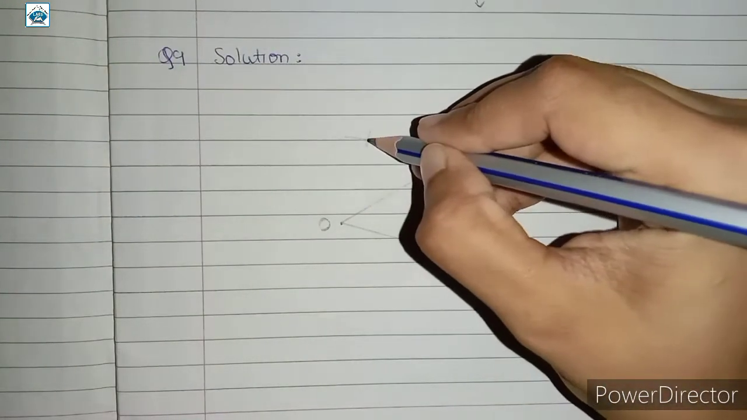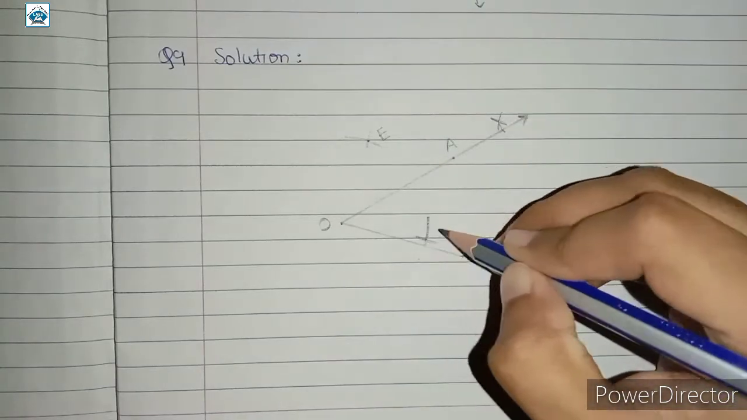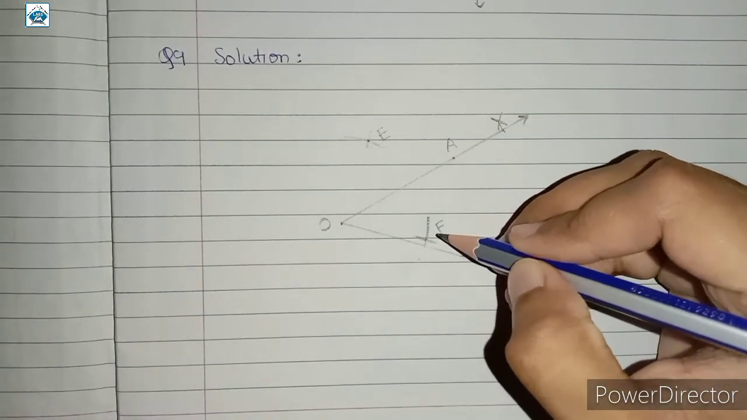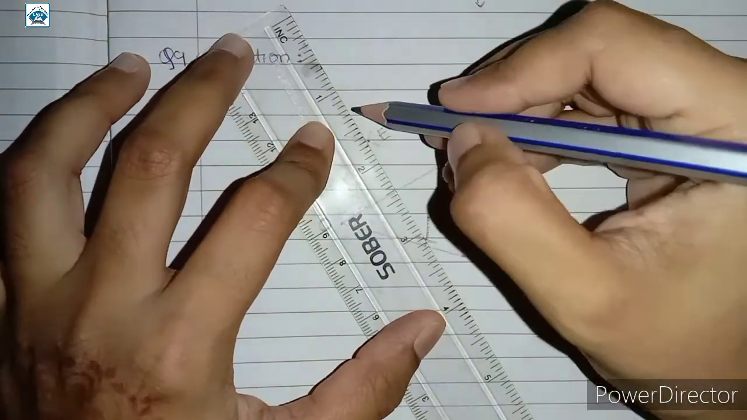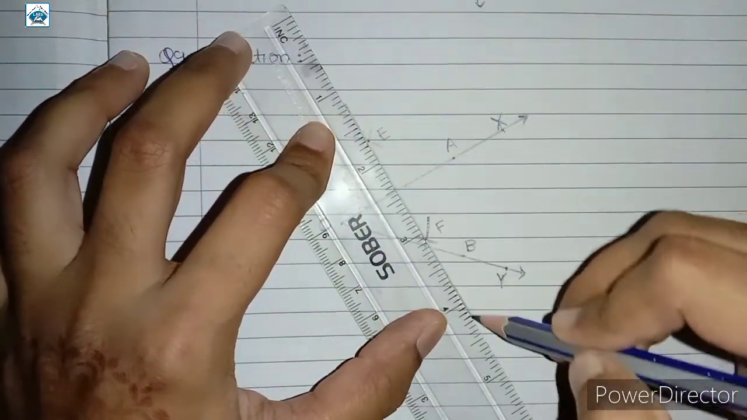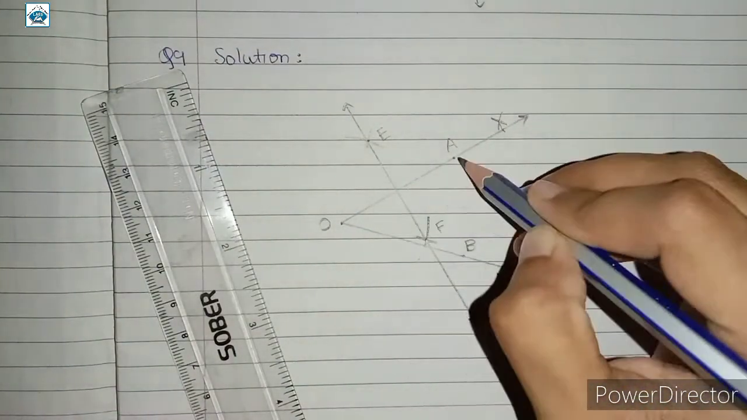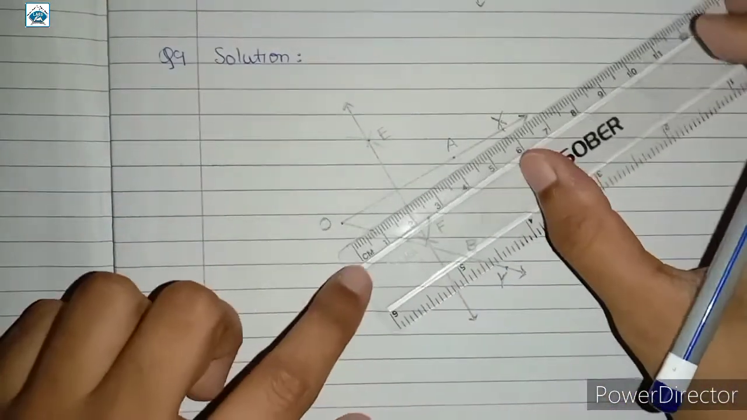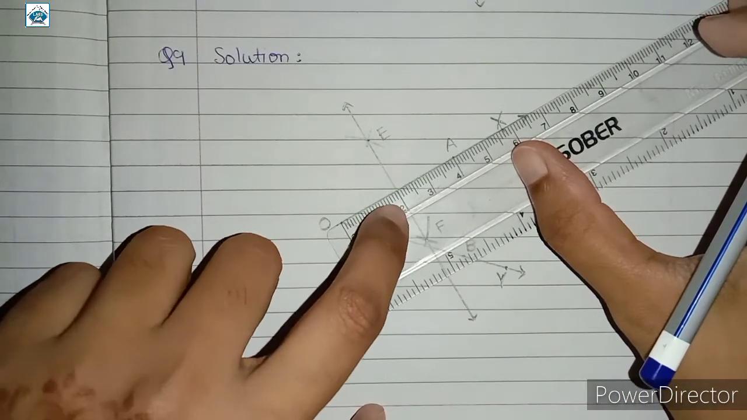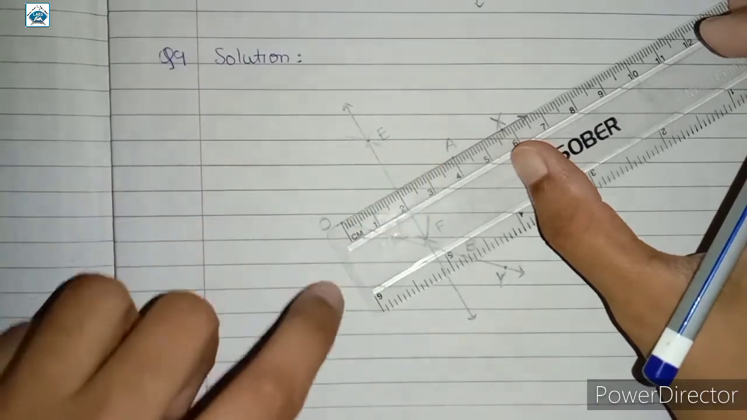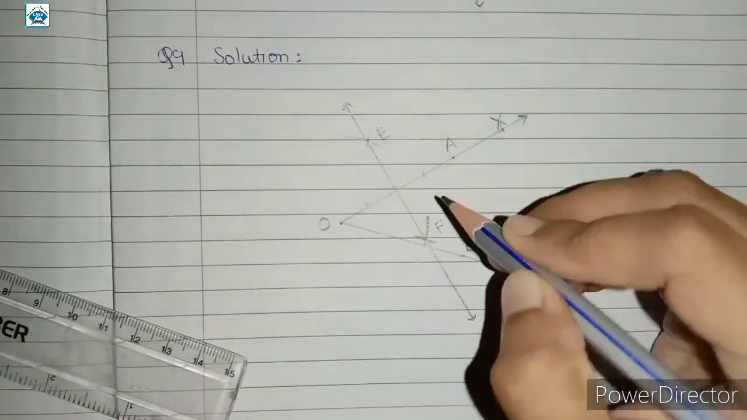So here this is the first point. Let us name this point E and this is point F. Let us join these two to get the perpendicular bisector of line segment OA. As you can see, OA is 4 centimeter, so it passes exactly through 2 centimeter, 2 centimeter on either side. That is, it divides it into 2 equal parts.